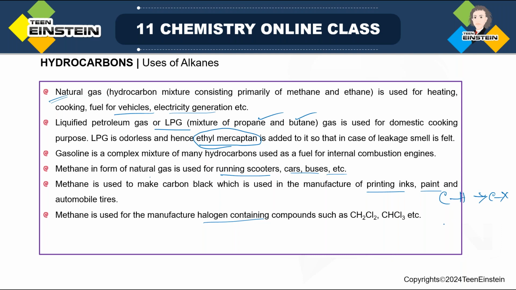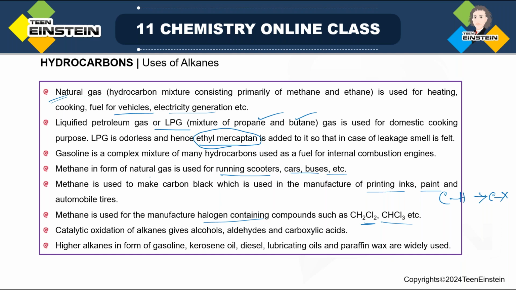So if you start from methane, and replace two carbon hydrogen bonds with two chlorine atoms, what will you get? You will get CH2Cl2, dichloromethane. Then if you replace three carbon hydrogen with three chlorine atoms, what will you get? You will get CHCl3, right? Catalytic oxidation of alkane gives aldehydes, alcohols, carboxylic acids. Remember the last problem in the previous slide where we discussed controlled oxidation.